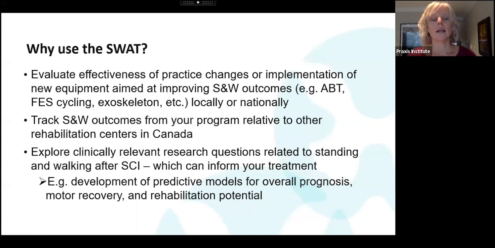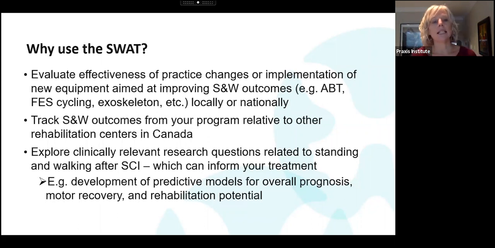So it allows you to say, for those we're using the exoskeleton with now in our therapy, are they having different outcomes than before we were using the exoskeleton if we were to look at a similar group of people? And that can be done both just locally at your program level or on a national level because we've got all of that information together in one place. It allows you to track standing and walking outcomes from your program relative to other rehab centers in Canada. So clients coming through your center, what do they look like? Are they making similar gains to those having rehab at other centers in Canada?